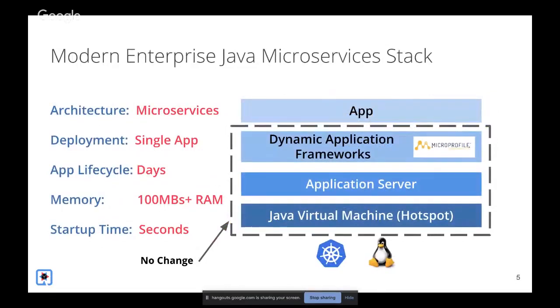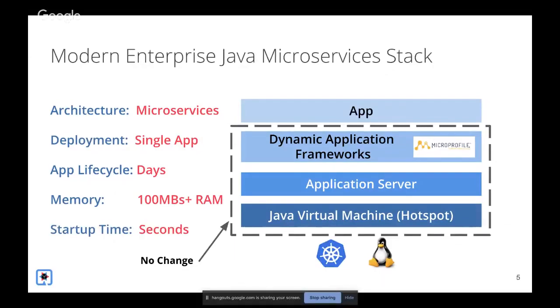Now, what's interesting is if we think about the modern enterprise Java microservices stack, really what we do is we take the same philosophy, and in many cases the same frameworks, that we've had over the last 15 years or so, and we just apply them towards microservices. So instead of deploying multiple apps on top of a JVM, we just deploy a single app, leveraging again many of the same frameworks.